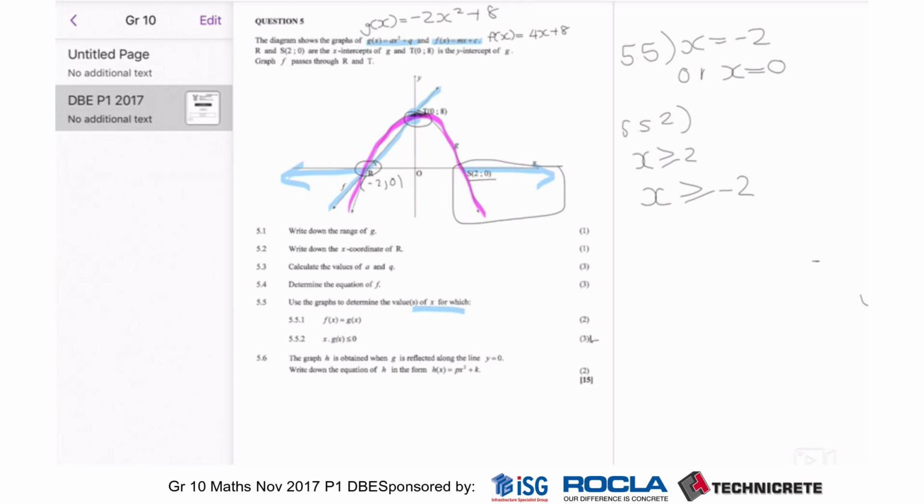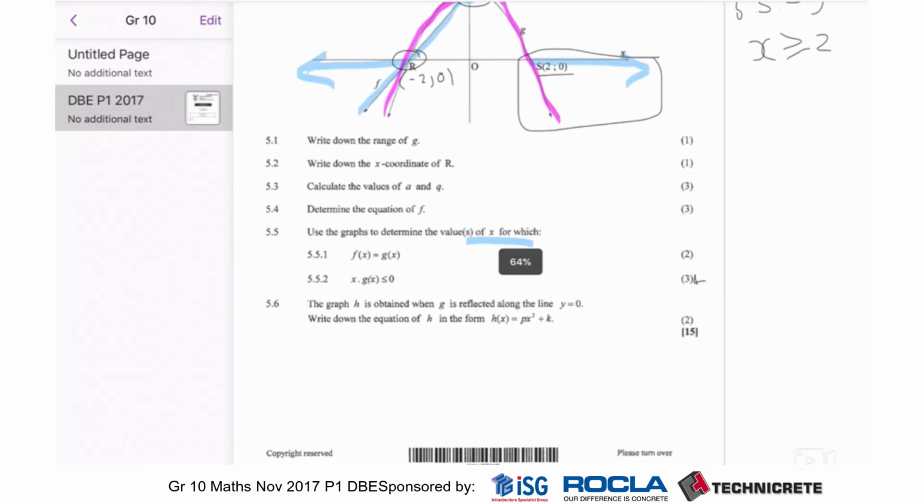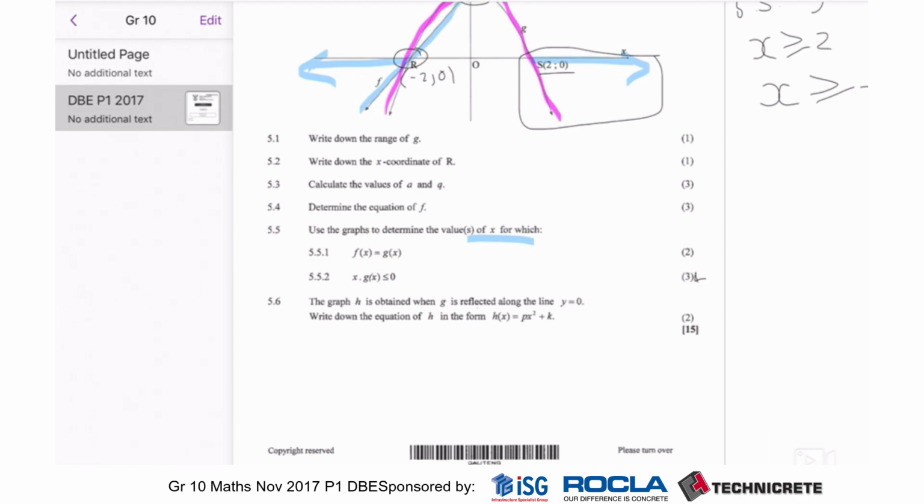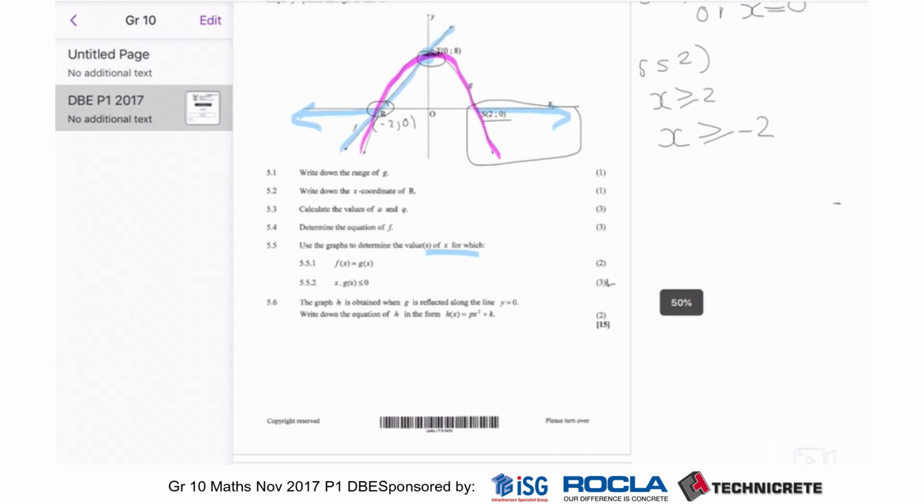as well. Okay, the next question says the graph h, a new graph, is obtained when g is reflected along the line of y is equal to 0. Write down the equation of h in this form.